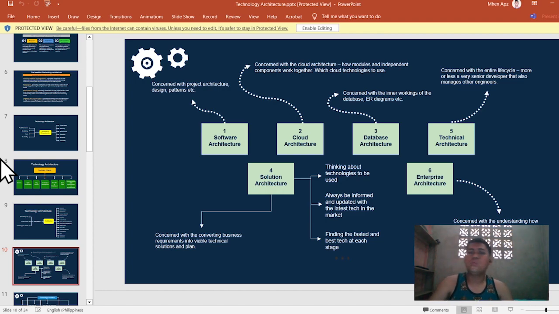It is concerned with the inner working of the database or the ER diagram, etc. So we have the solution architecture. It is concerned with converting business requirements into a viable technical solution plan. It's also thinking about technologies to be used, always being informed and updated with the latest tech in the market. So we have finding the fastest and best tech at each stage.